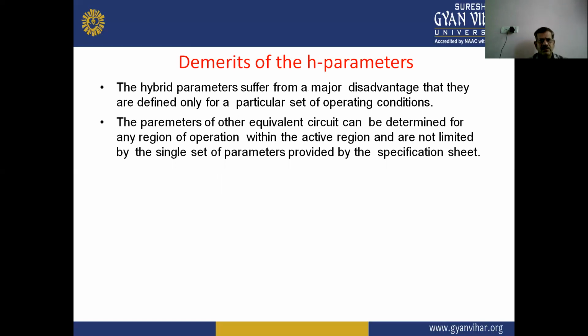And there are also some demerits of the H parameters. The hybrid parameters suffer from a major disadvantage that they are defined only for a particular set of operating conditions. And next one is the parameters of other equivalent circuits can be determined for any region of operation within the active region and are not limited by the single set of parameters provided by the specification sheets.